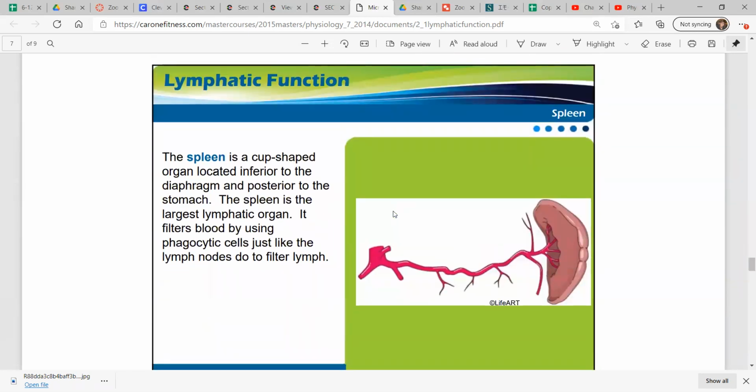The spleen is a cup-shaped organ located inferior to the diaphragm. So below your diaphragm and posterior to your stomach, behind your stomach. The spleen is the largest lymphatic organ, and it filters blood by using those same types of phagocytic cells in the nodes to filter out the lymph.